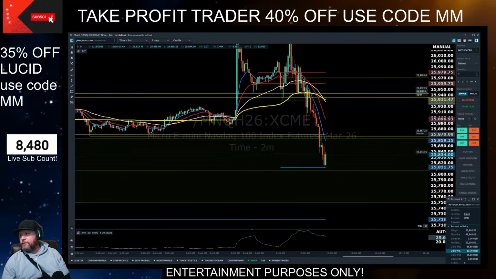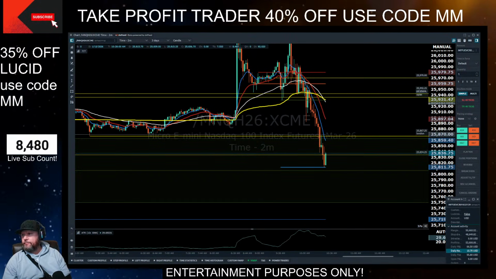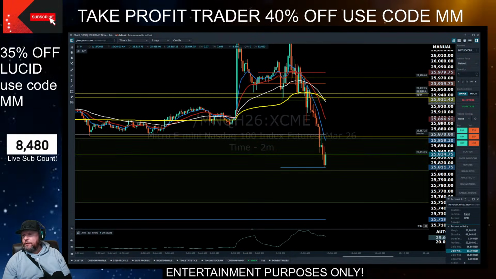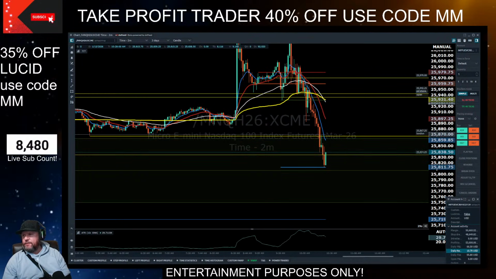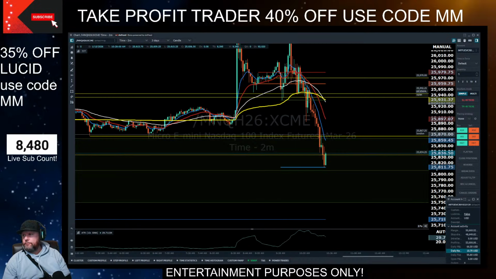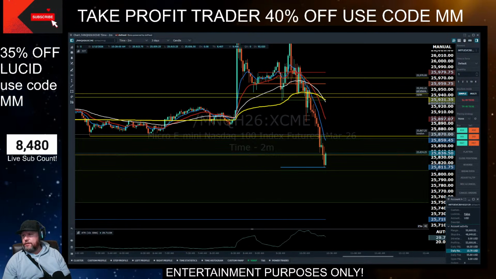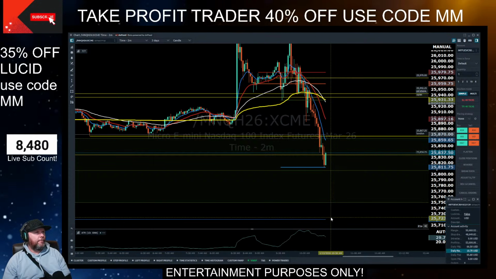Silver going nuts? Let me check it. Yeah, silver kind of broke the trend line again back to the downside. Maybe retest 86,340. Gold bouncing off the VWAP.